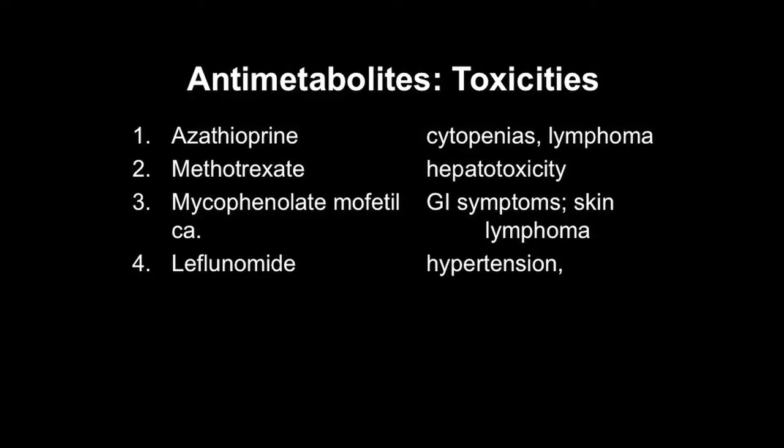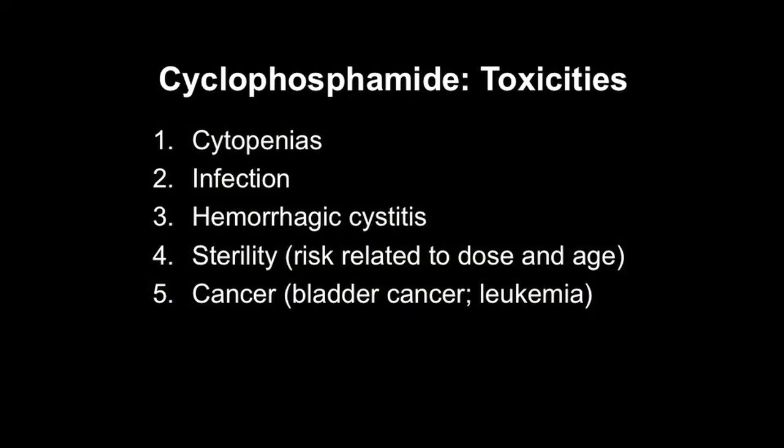Leflunomide is approved for rheumatoid arthritis. We'll sometimes use that in lupus. It can cause hypertension. It can cause liver problems as well. And cyclophosphamide, which was the standard of care for kidney disease, we don't like to use at all. It can lower the white blood count, which renders a patient susceptible to infection. It can cause bleeding in the bladder, known as hemorrhagic cystitis.